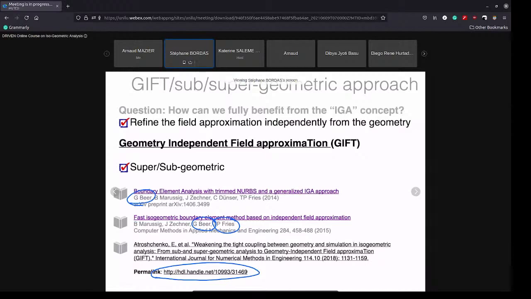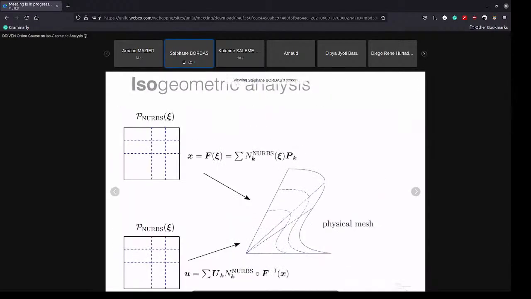And the question is, how can we benefit from the IGA concept, which means keep the NURBS where they are useful, so NURBS for designers, and use any other splines or any other function for that matter for the approximations. So that was one of the questions. Okay, so let's look at that. We have 15 minutes left, and that will be the end of the course.